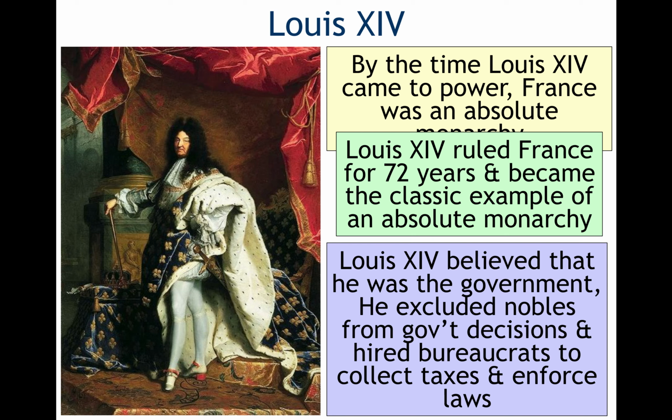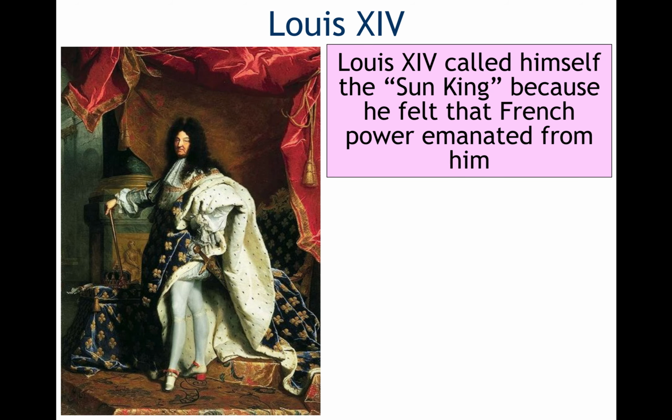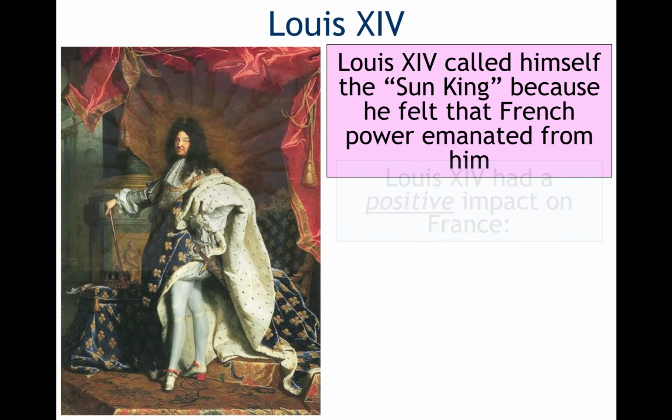Louis XIV believed that he was the government. He excluded nobles from government decisions and hired bureaucrats to collect taxes and enforce laws. He called himself the Sun King because he felt that French power emanated from him. Like, imagine giving yourself that title. He says, I am the Sun King. All power in France emanates from me, just like rays of light and heat emanate from the sun.